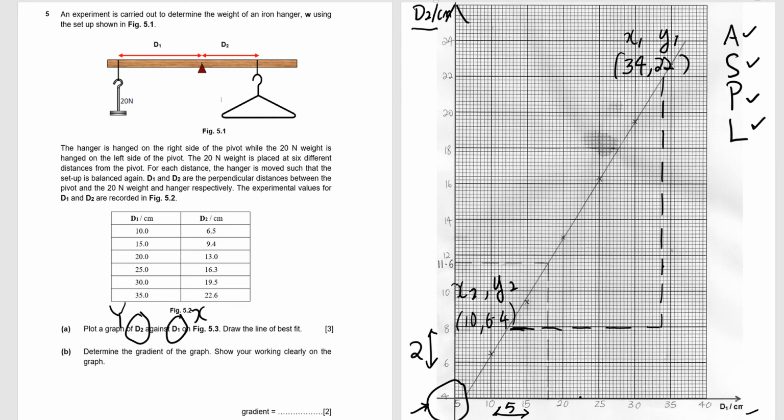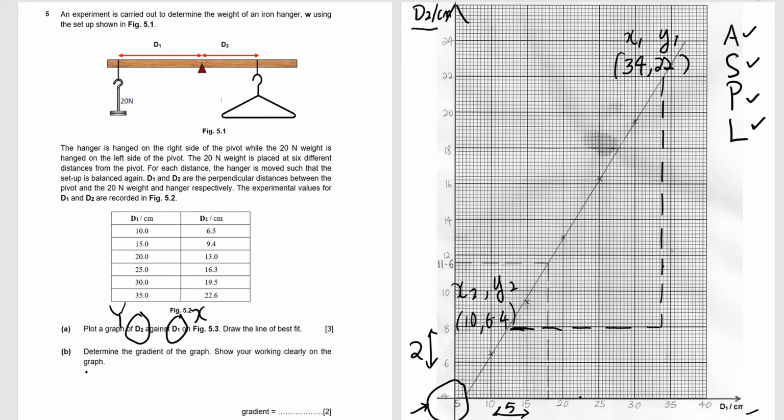It is good for you to put your x2, y2, x1, y1, so that later on when you substitute, there's less tendency for you to make mistakes. So if you have drawn a big dotted triangle and labeled the coordinates accurately, you would have scored 1 point for gradient.